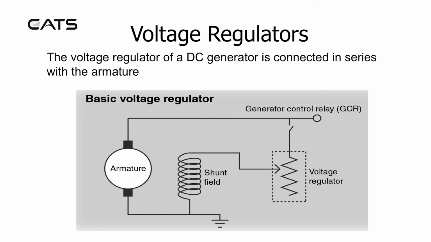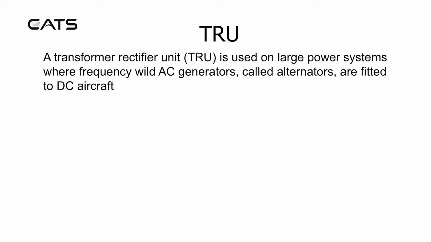The voltage regulator of a DC generator is connected in series with the armature. Transformer rectifier units. A transformer rectifier unit is used on large power systems where frequency-wild AC generators, called alternators, are fitted to DC aircraft.